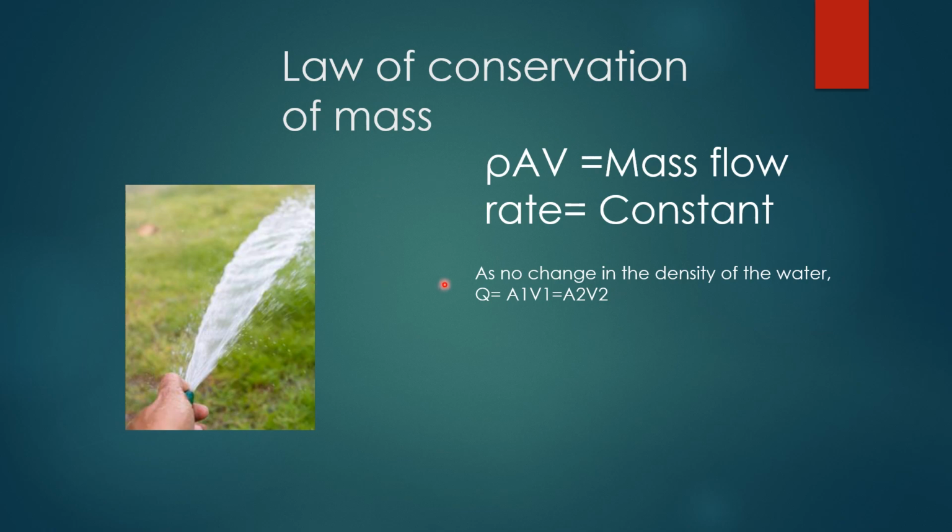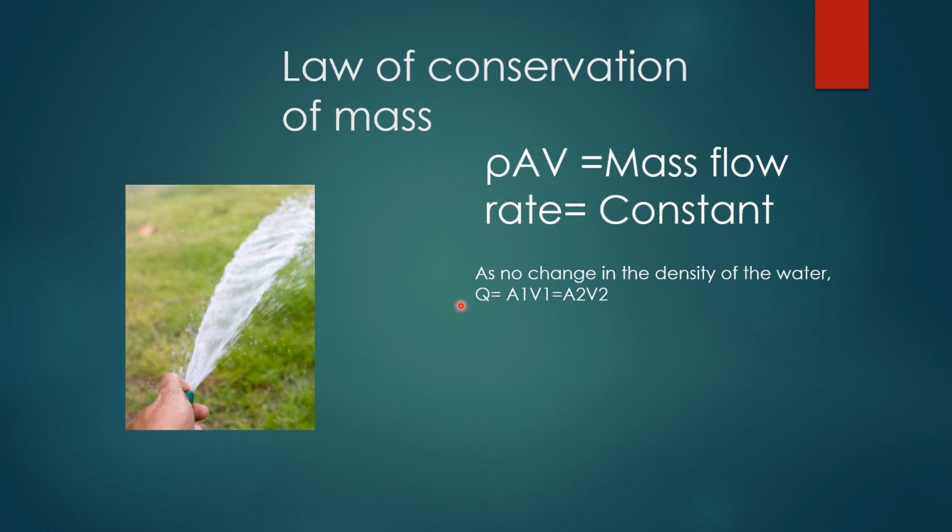For example, in a flow, in a pipe or nozzle or diffuser, whether it is a liquid or gas, the mass flow doesn't change. That means whatever comes inside that has to go outside. So rho AV should be constant. Rho 1 A1 V1 at inlet should be equal to rho 2 A2 V2. So that is what is called the law of conservation of mass.